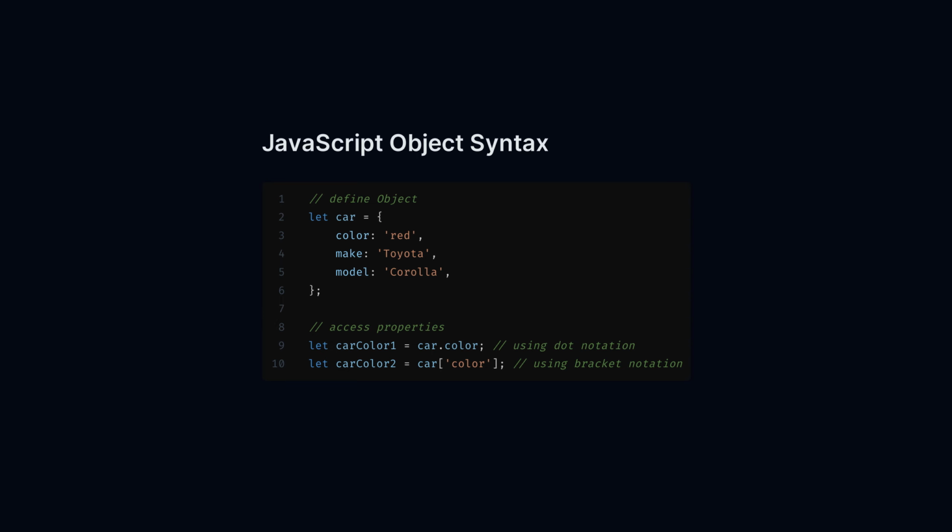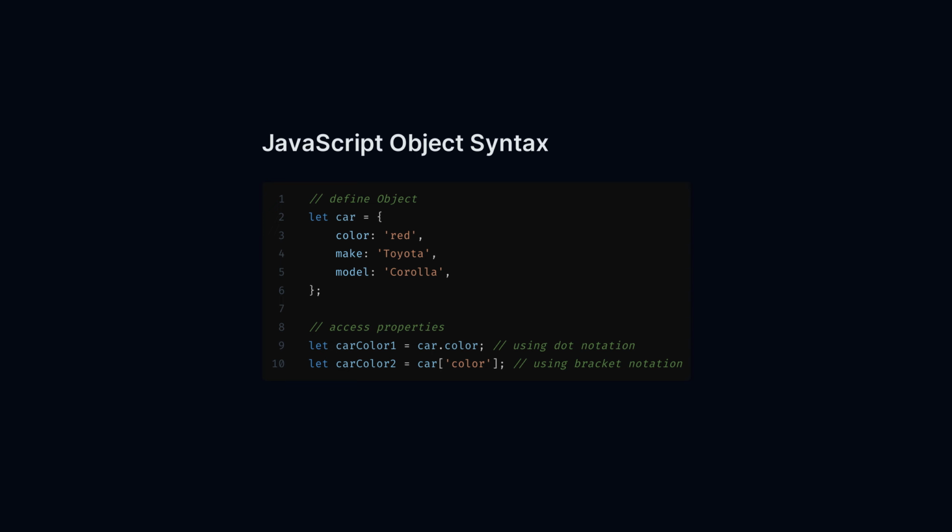Let me introduce you to the syntax of JavaScript objects. It's simpler than you might think. Consider our car object. Creating an object involves just a few steps. Start by declaring a variable, in this case car, then assign it an open and closed brace-encased object definition. Inside these braces, we define the properties of the object. Our car object has three properties: color, make, and model, whose values are red, Toyota, and Corolla, respectively. Each property is a unique key, value pair separated by commas.